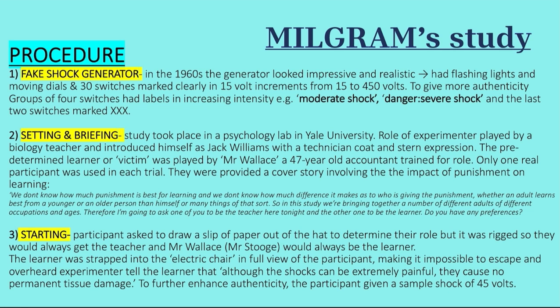The predetermined learner or victim was played by Mr. Wallace. He was also an actor, and he was a 47-year-old accountant. Only one real participant was used in each trial. They were then provided a cover story involving the impact of punishment on learning. So this is what they told the participant and what they would be doing. I'll let you guys read that through.